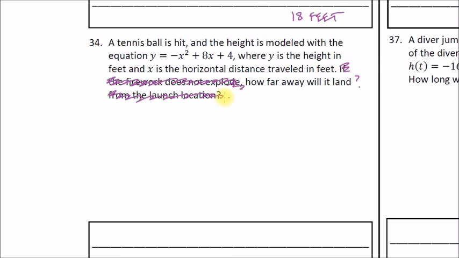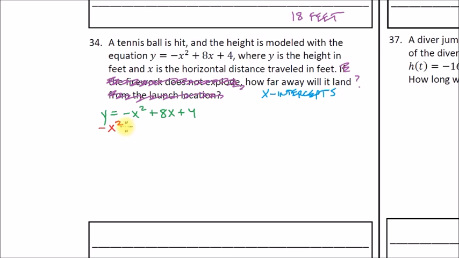Okay. Let's think about this. It's asking us where the tennis ball is going to land, and that means we're looking for x-intercepts. Every time you get a question, you have to identify what part of the parabola we are looking for. In this case, we want to know where it hits the x-axis, so an x-intercept. All right, let's write our equation. I'm not going to work the whole thing out for you. Negative x squared plus 8x plus 4. For finding x-intercepts, we're going to change y to 0.